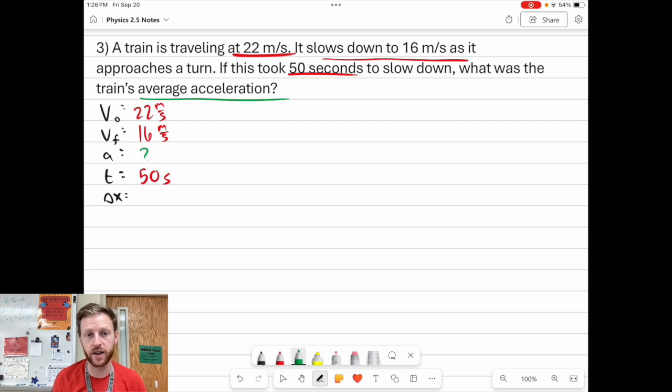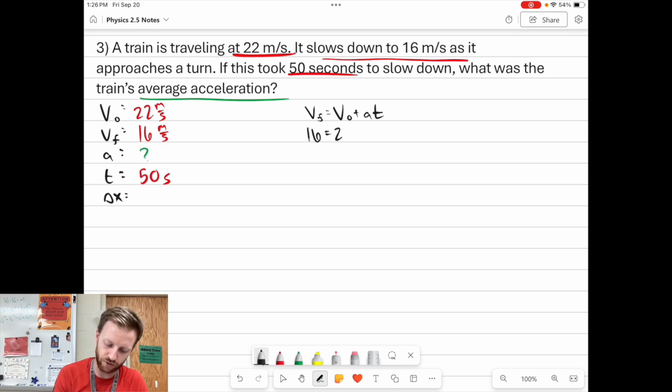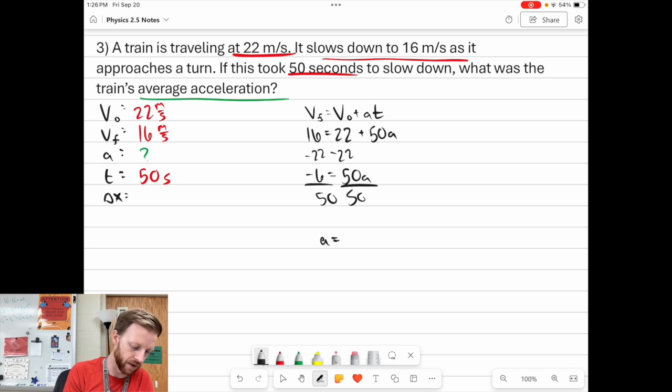So I'd go back up to my equations, and you can look at what you've got written down. I'm going to use equation number 1. VF equals V naught plus AT. And then I'm going to plug in my values. 16 is equal to 22 plus 50A. I'm going to subtract 22 on both sides, which gets me negative 6 is equal to 50A. Divide both sides by 50, and that's going to get me an acceleration value of negative 0.12 meters per second squared.